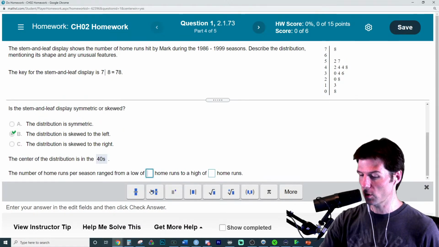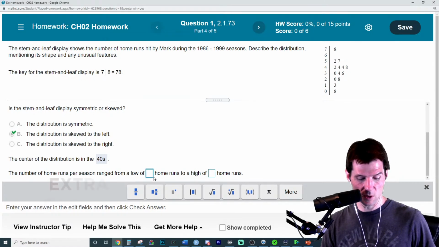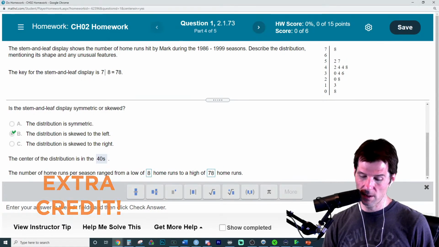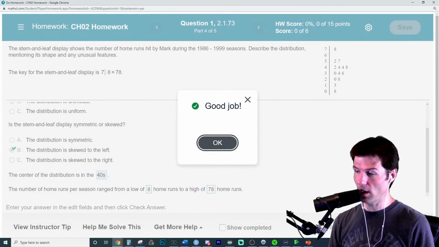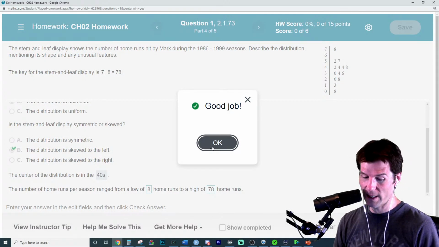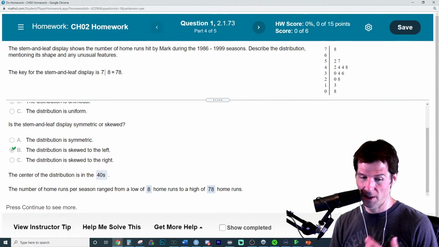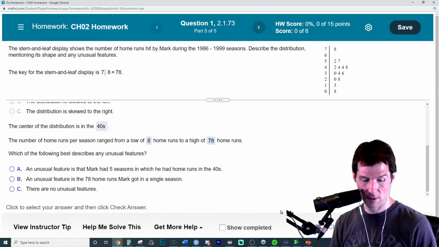Great job, Stuart, right there. Another 20 points. Keep answering these questions. This is practice. The more you do it, you may be like, I can get these questions right, but then you got to remember it for the test. Great job right there. Also, for mine, 8 to 78, great job. One homework question down. Oh, another one.